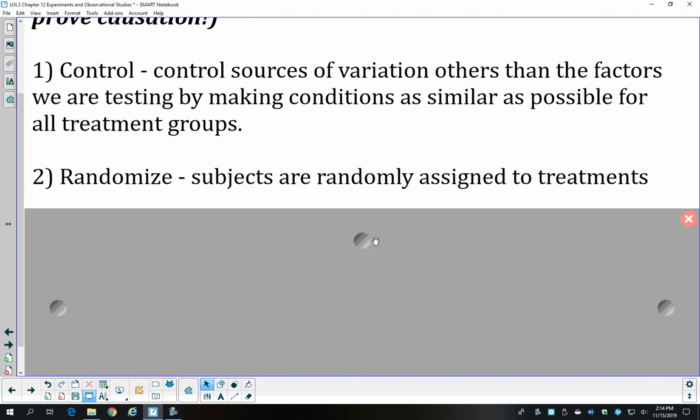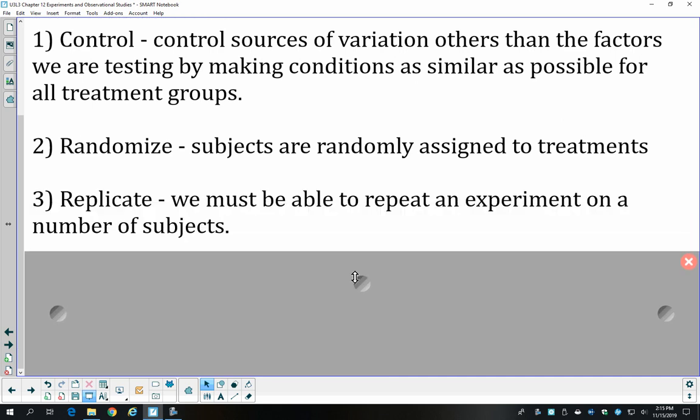We want to be able to randomize, just like when we do a survey, we need to have randomization. In a survey, we randomly selected our participants. In an experiment, we randomly assign our subjects to a treatment. We'll talk about treatments in a minute. So we're not randomly selecting who participates, but we are randomly assigning them to different treatments.